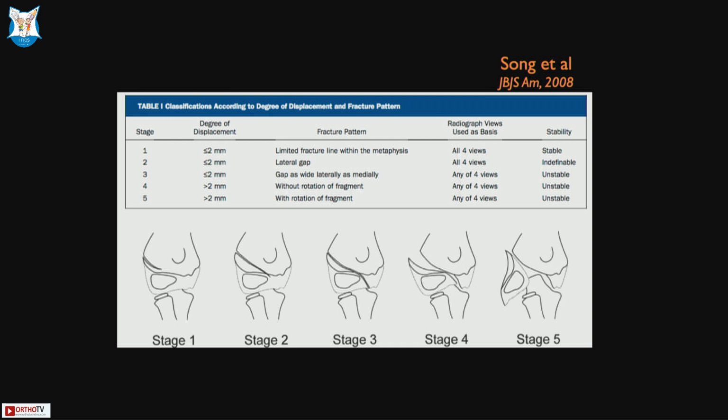So this picture is fairly common. It's used in all talks. But what you really want to see is 4 and 5, more than 2 millimeter displaced. So they are clearly unstable. There's no doubt about it. So use the 2 millimeter cutoff.